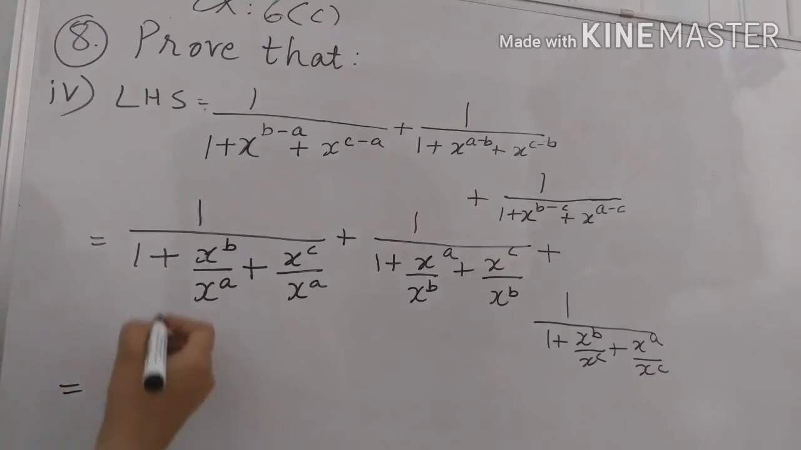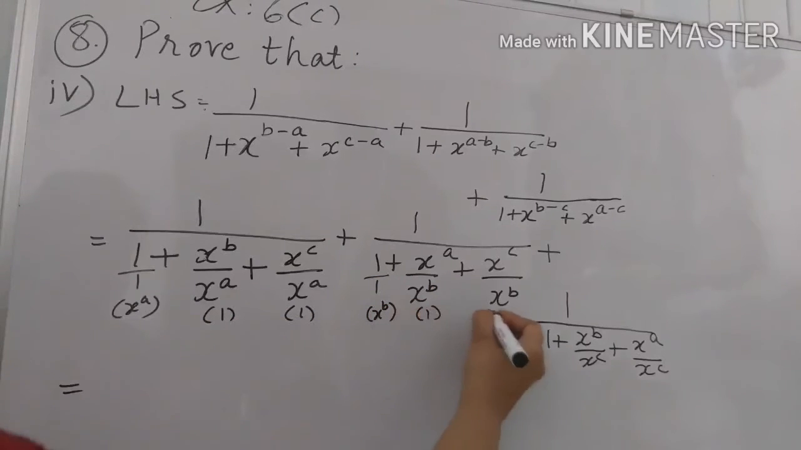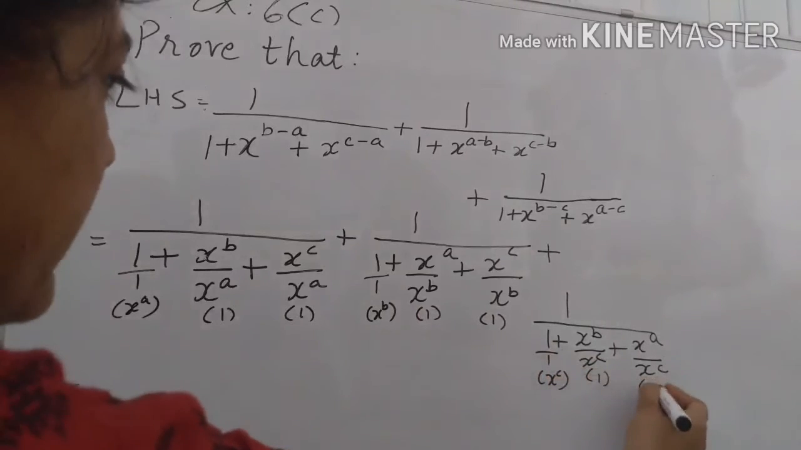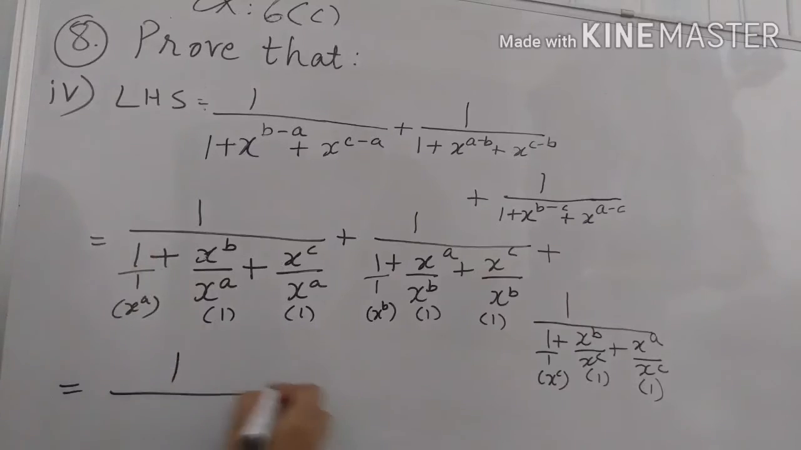Now here I'll take the LCM. You can see x raised to a in the bracket. So here also I multiply by x raised to a, here by 1 and here by 1. In the next step, here x raised to b, here 1, here 1, and here x raised to c I multiply by taking the LCM. So in the denominator only we are taking all this. So x raised to a plus x raised to b plus x raised to c upon x raised to a is our LCM.